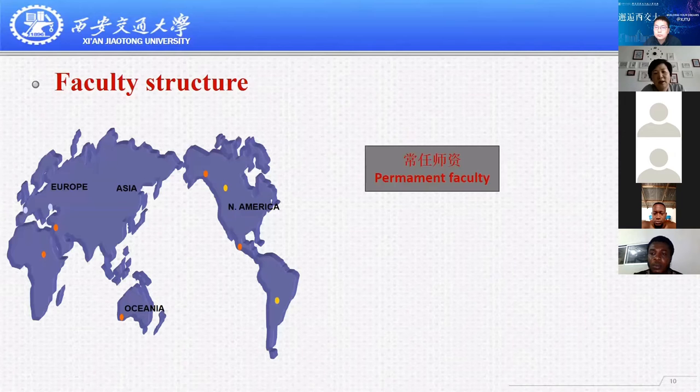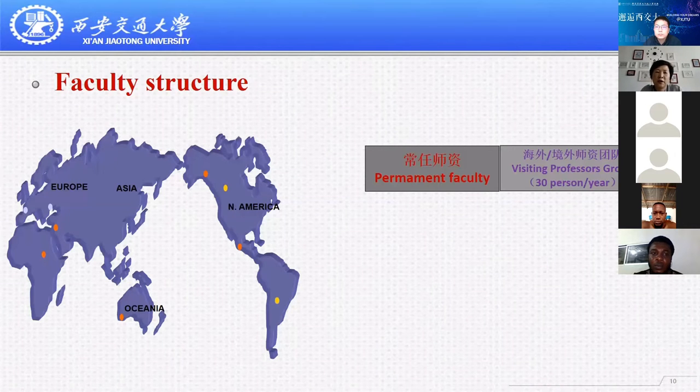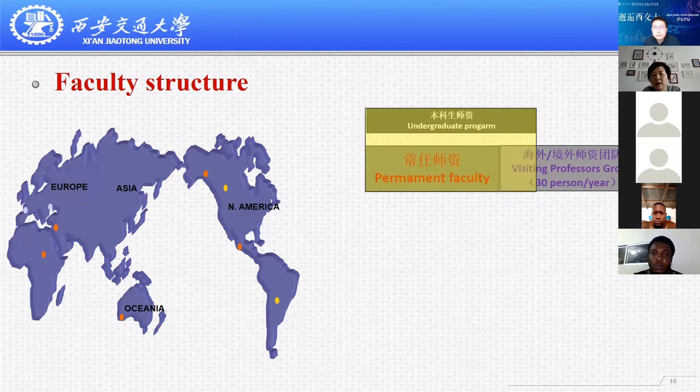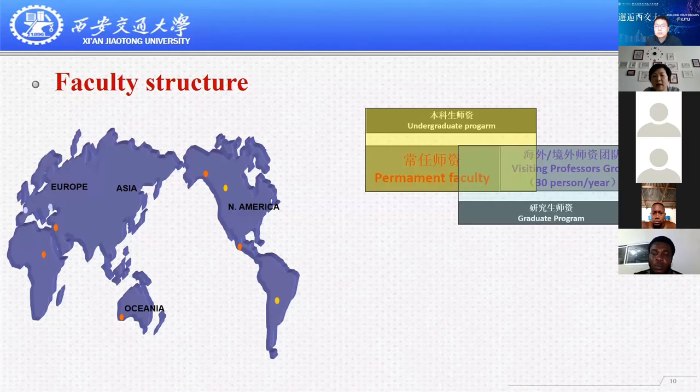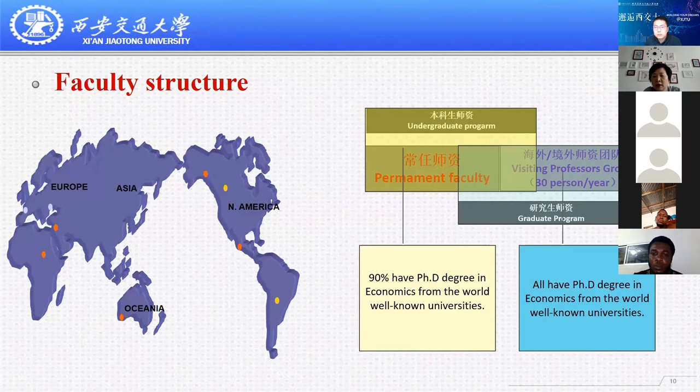Okay, so over 24 years of development, we still keep the visiting professor groups flying in to give us some intensive courses. So the basic structure is permanent faculty plus the visiting group. For our undergraduate program, the majority of the teaching is taken by our permanent faculty. But for the master and doctoral programs, the majority of courses were taken by visiting professors. But in recent years, most of the courses are now covered by our young faculty. And almost all the teachers got their PhD degrees in economics from world well-known universities.